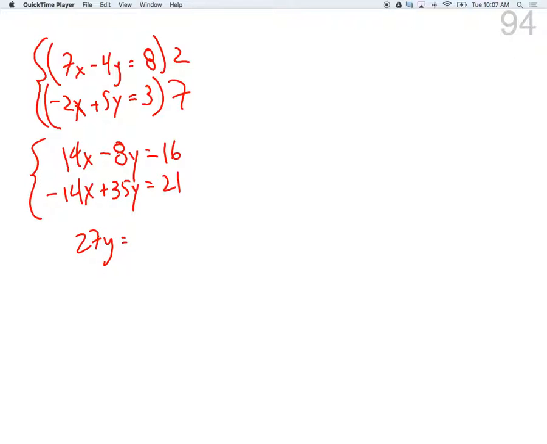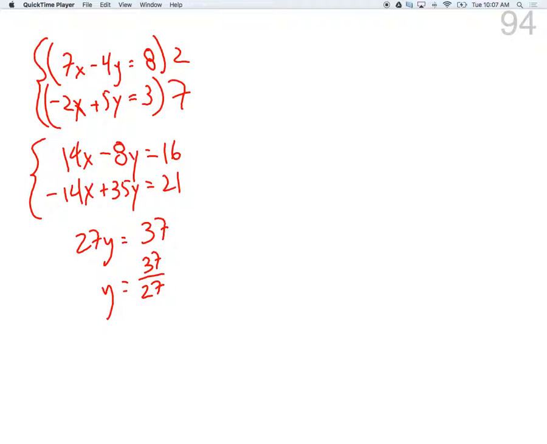27y is equal to... ugly numbers. I don't know about you, I'm okay with that as an answer, because I'm pretty sure I did my math correctly. What I'm not very comfortable with is figuring out what x is.